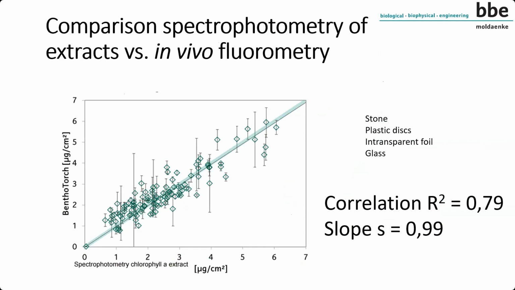When you look here, the comparison of the BenthoTorch against the spectrophotometrical approach, then you can see that it is quite fair linear, and we had a, let's say, fair correlation of 0.79 or 0.80, and the slope is roundabout 1. That means that we have a lot of different measurements where you can see that it works quite fair.